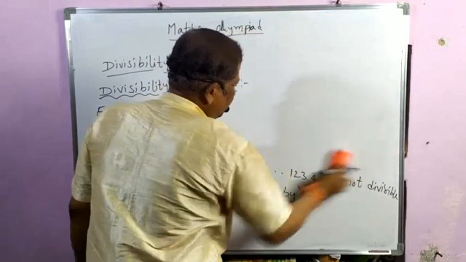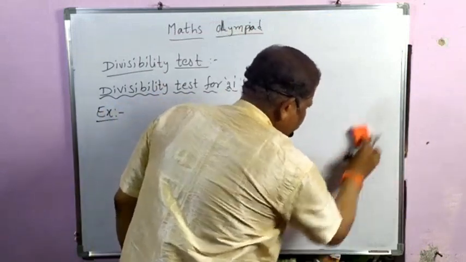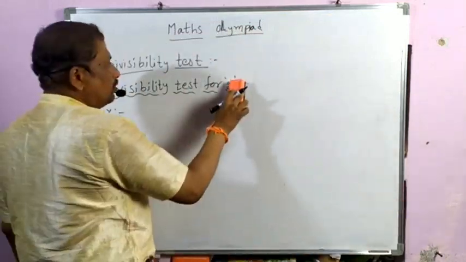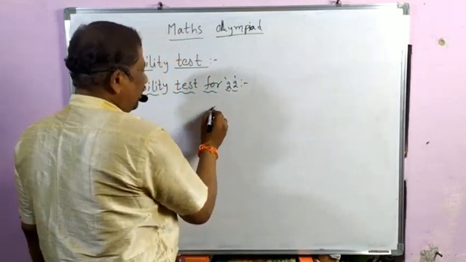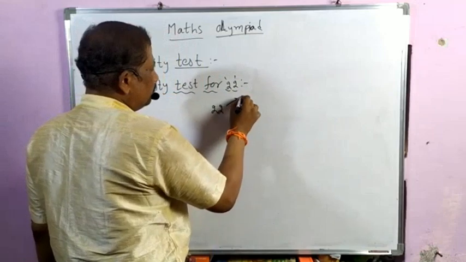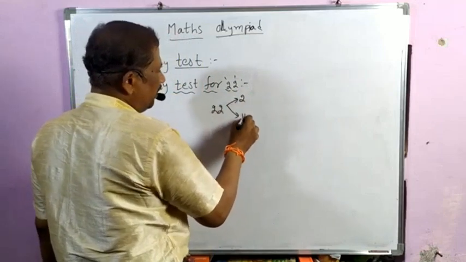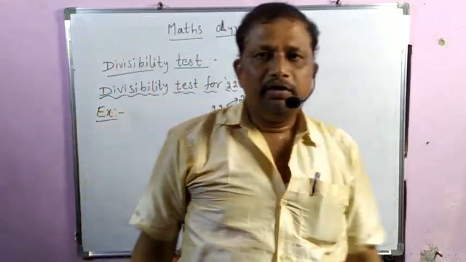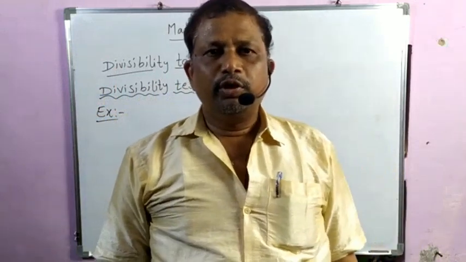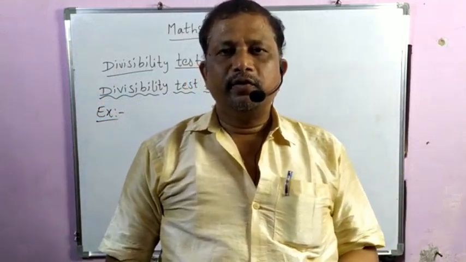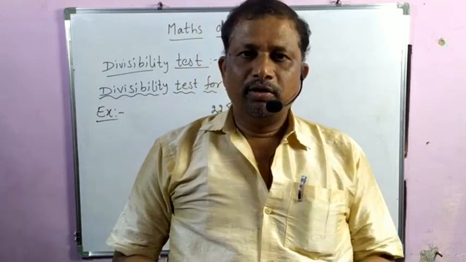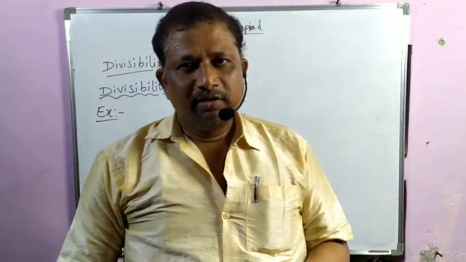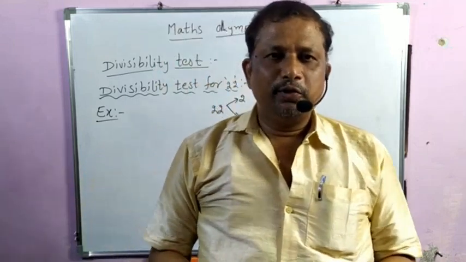So what are the factors of 22? 2 11s are 22. Factors of 22: 2 and 11. So what is the divisibility test for 22? The factors of 22 are 2 and 11. If the given number is divisible by 2 as well as 11, then the given number is divisible by 22.